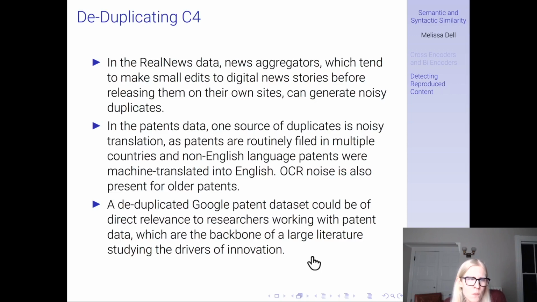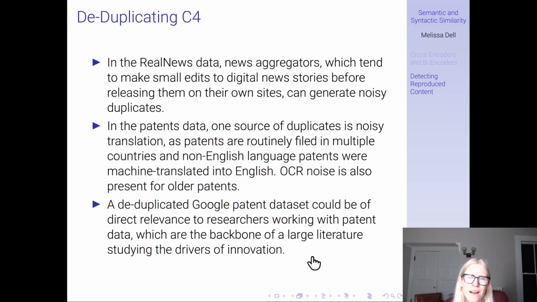In the patents data, one source of duplicates is noisy translation, as patents are routinely filed in multiple countries, and non-English language patents were machine translated into English before they're deposited in Google Patents. There's also OCR noise for older patents. So in both of these corpora, we get noise, and it's a very different type of noise.